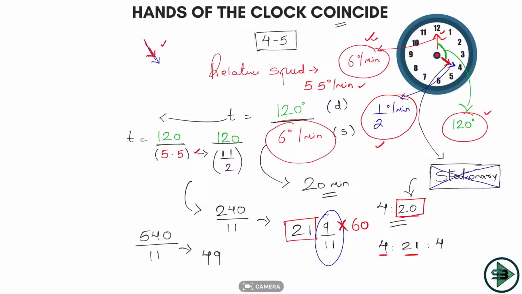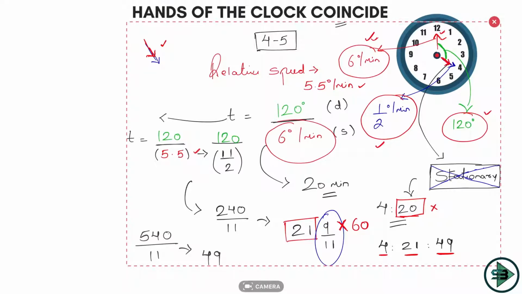4 hour 21 minutes 49 seconds is when the two hands of the clock will coincide. Okay, that's your final answer. So not 4:20, because the hour hand is not stationary, it is also moving. Now imagine a scenario. Actually what is happening here? Okay, let's put it as a scenario here.